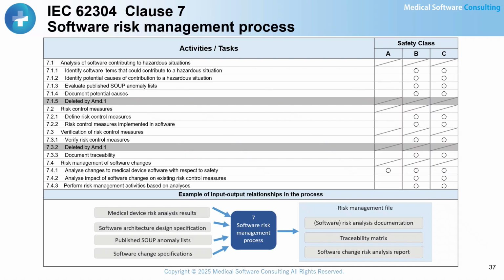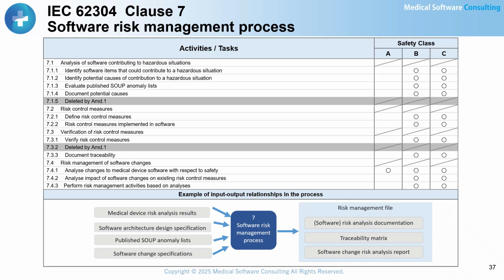In the software risk management process, inputs such as the medical device risk analysis results, the software architecture design specification, published SOUP anomaly lists, and software change specifications are used to carry out risk management. The outputs include the software risk analysis documentation, the traceability matrix, and software change risk analysis reports, all of which form part of the risk management file.